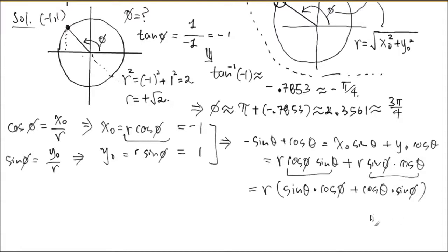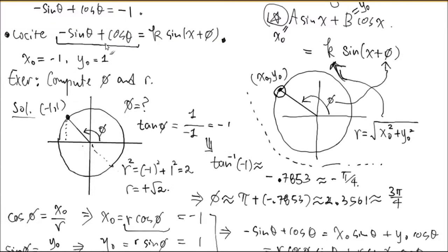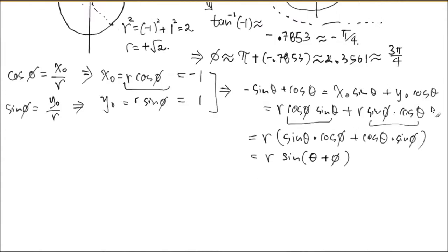What is this? It's the addition formula of which trigonometric function? Sine. You're going backwards. So what is inside here? Sine of what? Right, the theta plus that phi in there. So that was this innocent looking thing, negative sine theta plus cosine theta. Now it became this form where r is root 2, phi is the real number 2.3561. More exactly, that's 3 pi divided by 4. Then it becomes like this. All right?